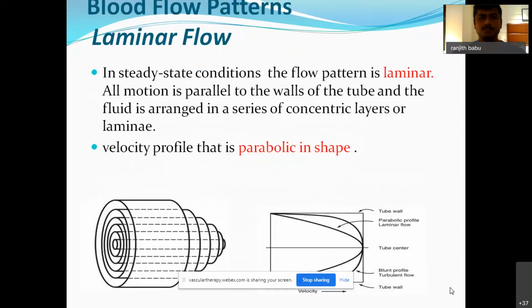Next concept, I will move into the blood flow patterns. Blood flow occurs either in a laminar flow or a turbulent flow. In steady state conditions, the flow pattern is laminar. Laminar flow is defined as all motions parallel to the wall of the tube. The fluid is arranged in a series of concentric layers, which are the laminae. While plotting this diagram, the velocity profile will be parabolic in shape.